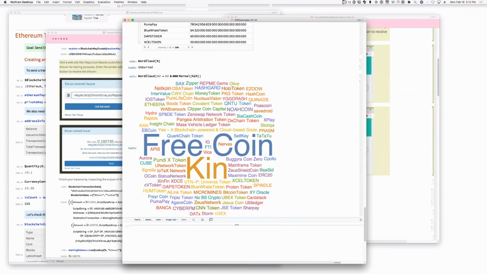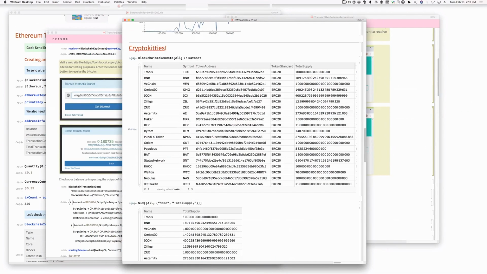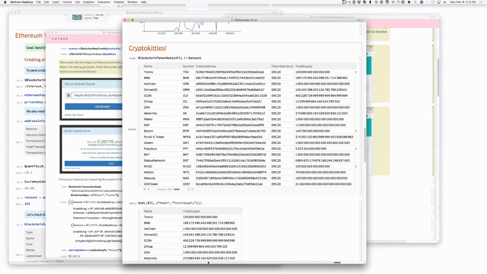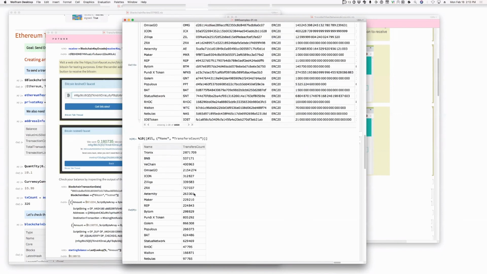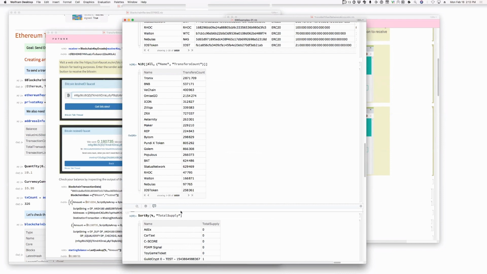Can we tell how many transactions have happened with each of these tokens? Yes, when you do blockchain token data, it gives you that information per token. Oh, holders. Wait a minute. Transfers count. Oh wow. Okay, so I should have done this by transfers count, and then let me say reverse sort by.